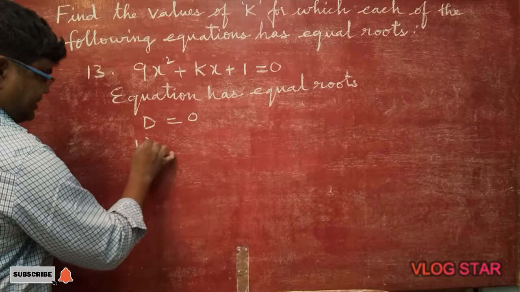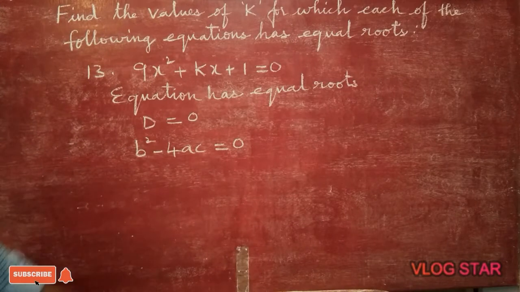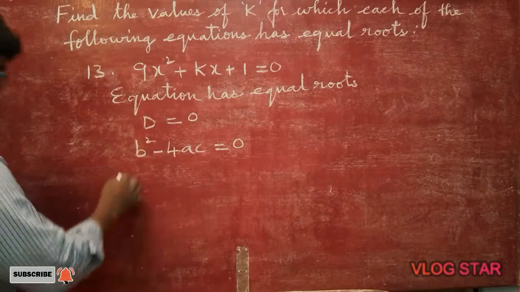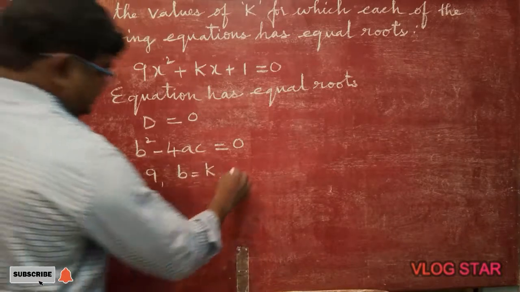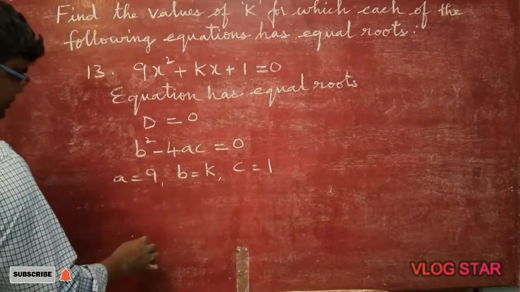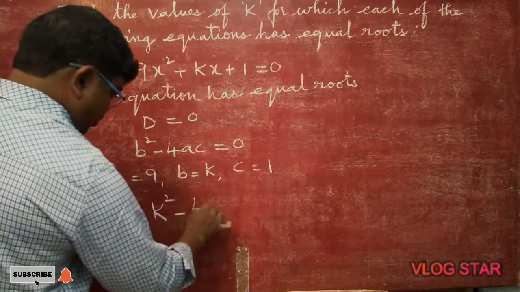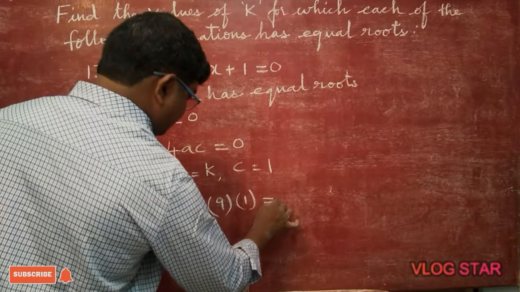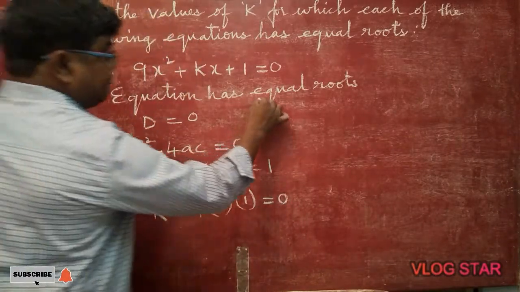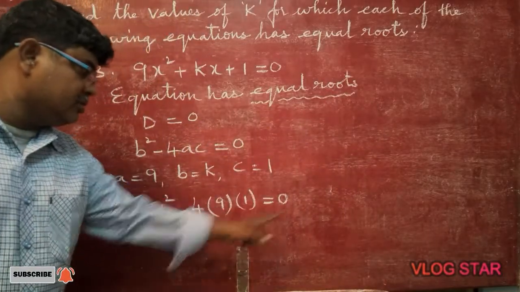What is D? B square minus 4ac. They only told roots are equal, so B square minus 4ac is equal to 0. Now coming to here. What is A? A is equal to 9. B is equal to K. C is equal to 1. Now substitute. B means K. K square minus 4 into 9 into 1 is equal to 0. From where did we get this 0? Equal roots. This is the meaning of 0. Equal roots means D is equal to 0.